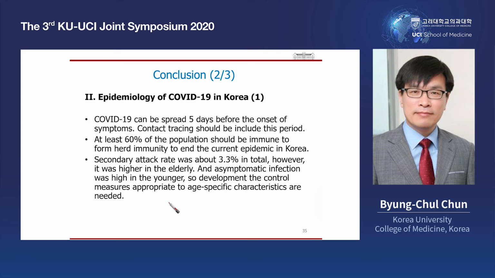The secondary attack rate was about 3.3% in total. However, it was higher in the elderly, and the asymptomatic infection rate was high in the younger. So, development of control measures appropriate to age-specific characteristics is needed.